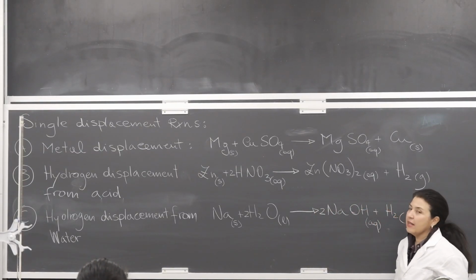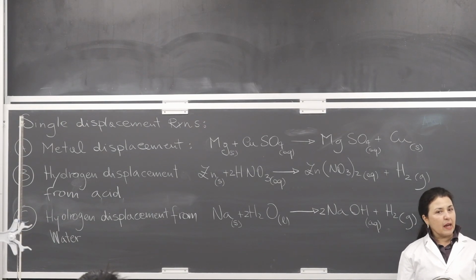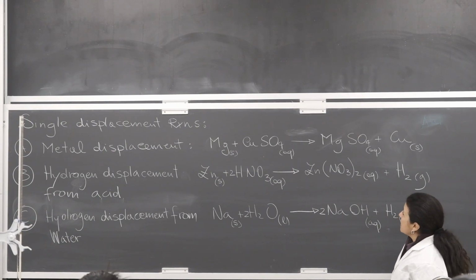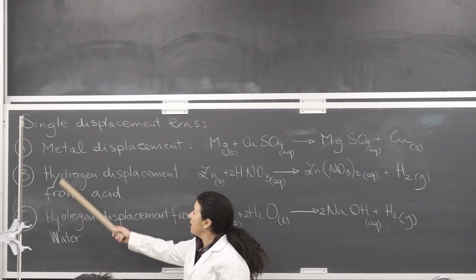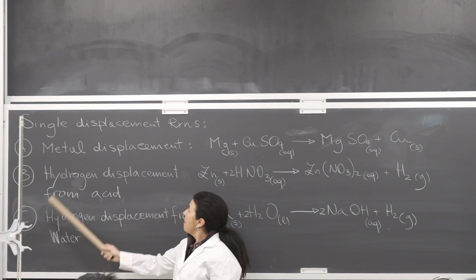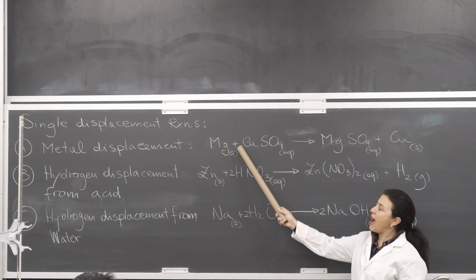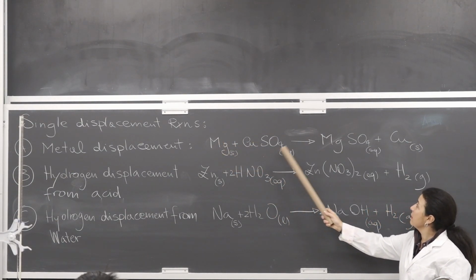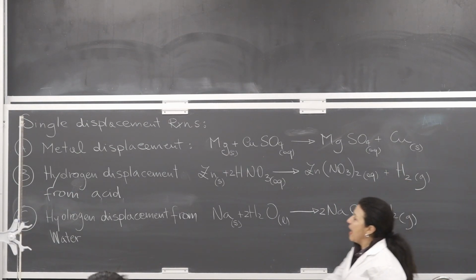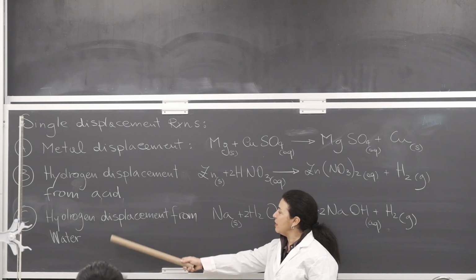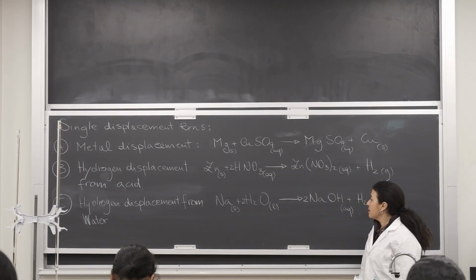Experiment 3, and we are working on single displacement reaction and double displacement reaction. The single displacement reaction that you will observe today can be of 3 types. Metal displacement, so a metal that is more active than another metal can displace the second metal. We can have a hydrogen displacement from acid or hydrogen displacement from water. We learned that during class.